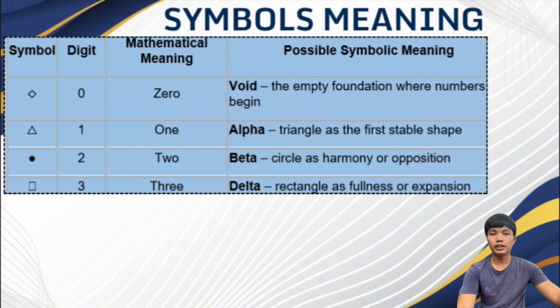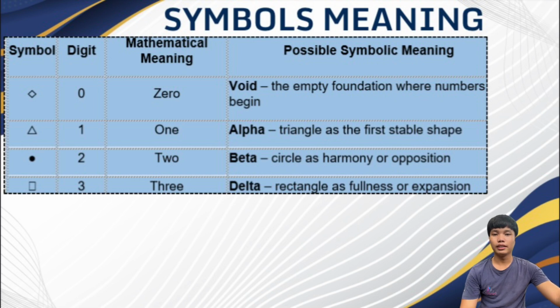Circle symbol, digit 2. Math meaning 2, symbolic meaning beta. The circle symbolizes balance, harmony, or duality. It is also interpreted as unity or opposition working together.